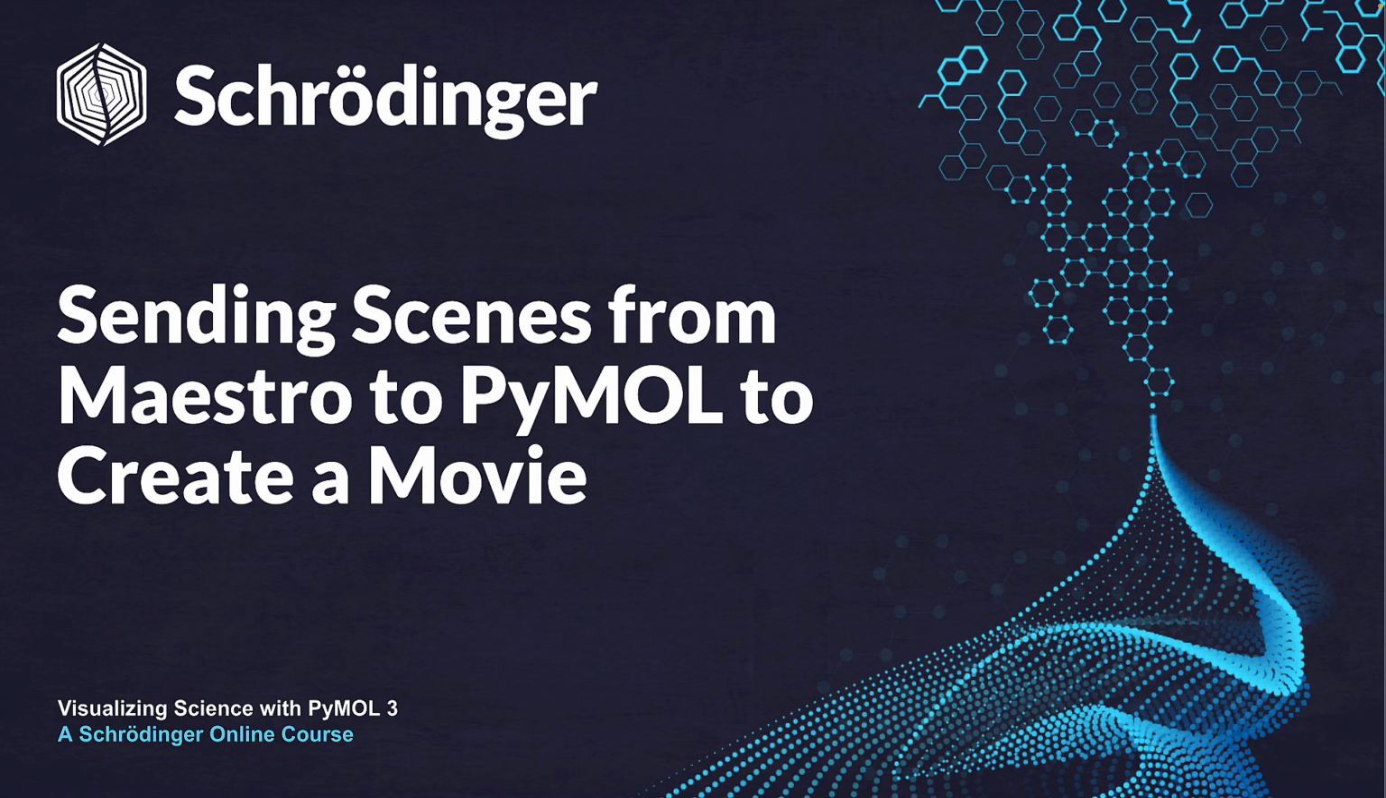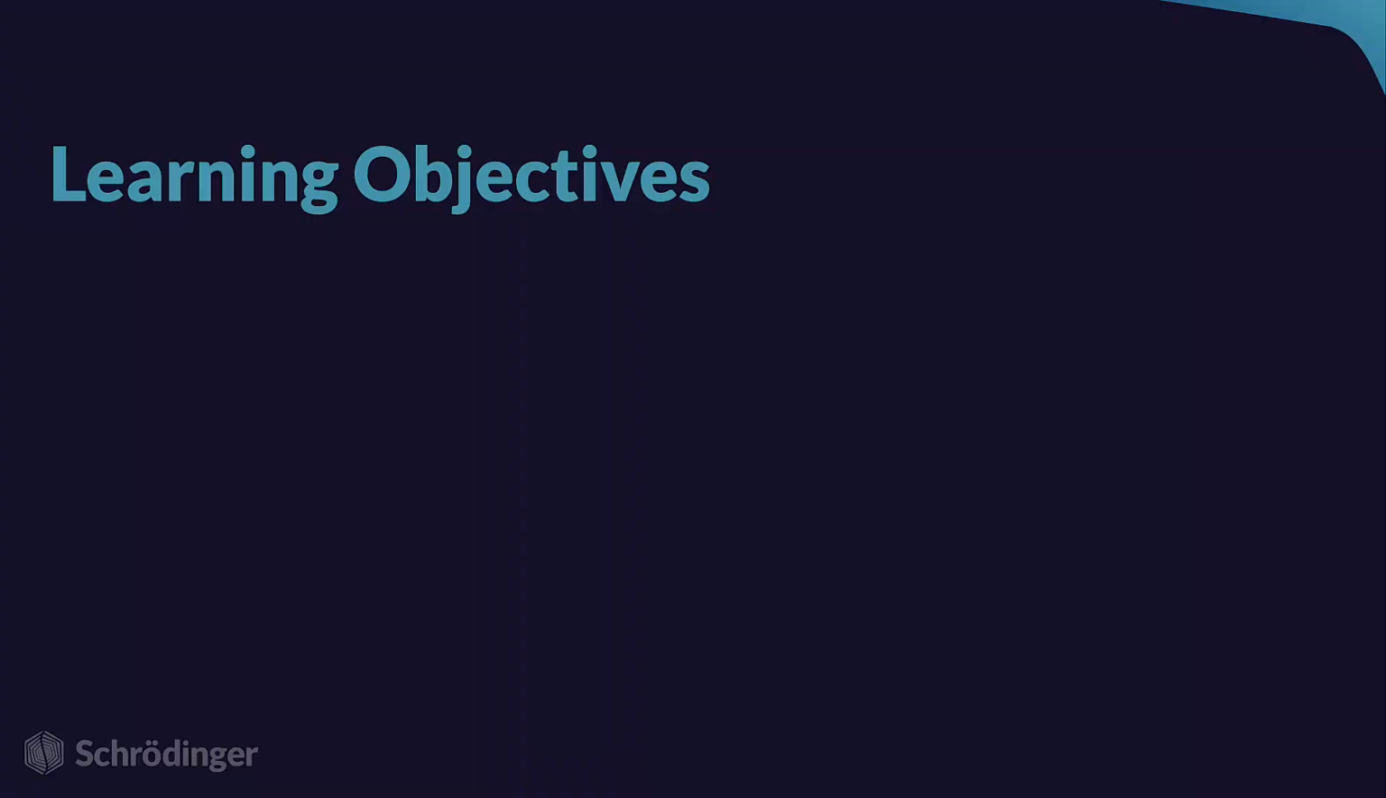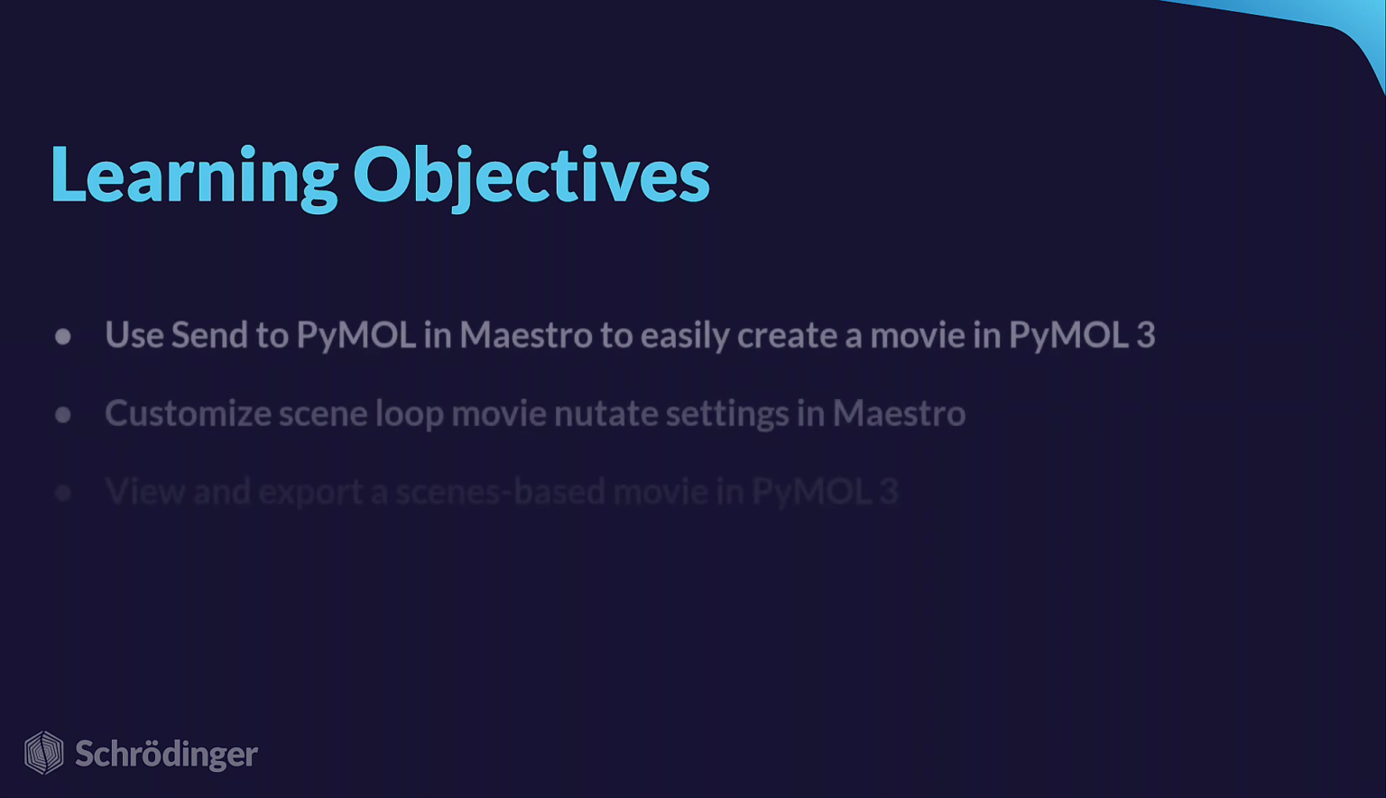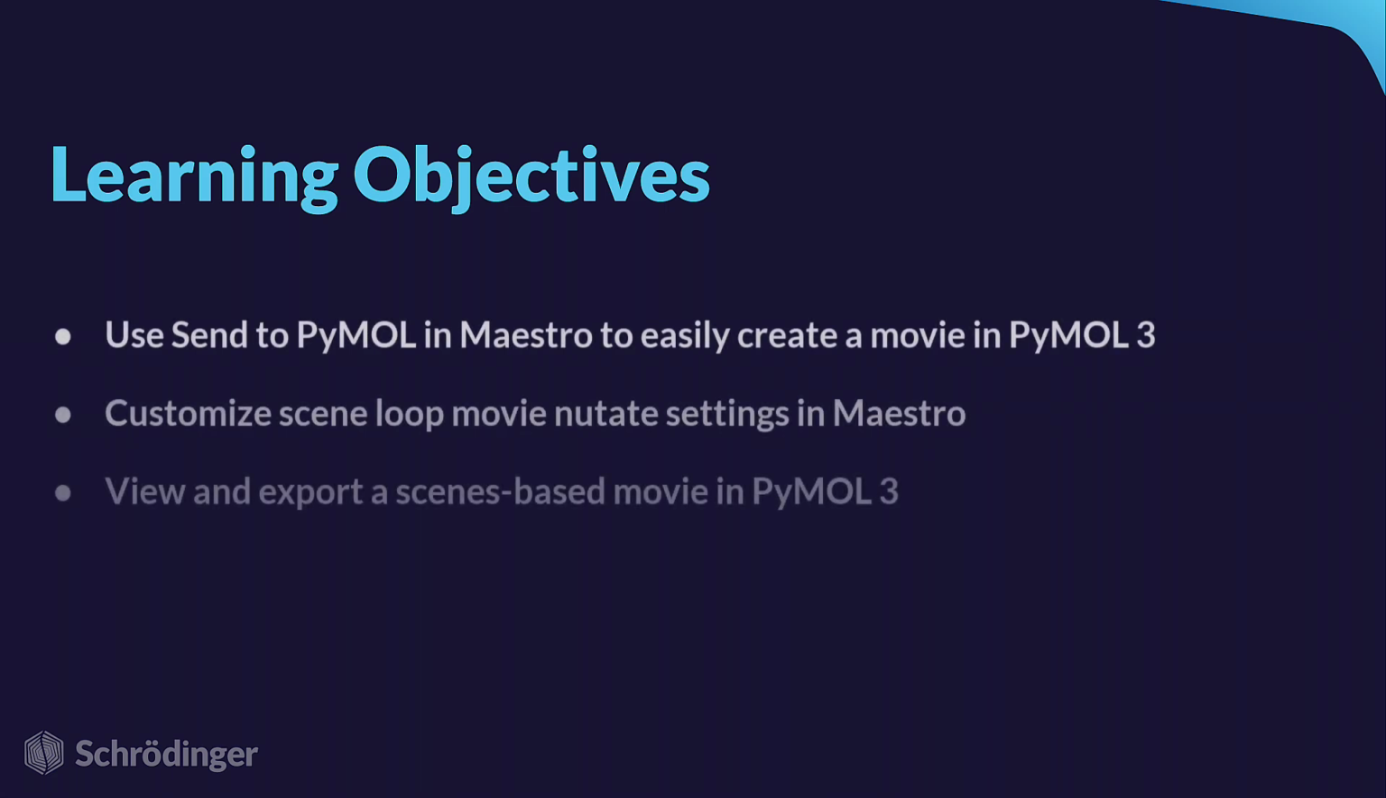Hello and welcome. In this video tutorial, we'll be looking at how to create a quick and easy movie in PyMOL using scenes from Maestro. By the end of this tutorial, you'll be able to use Send to PyMOL in Maestro to easily create a movie in PyMOL 3, customize scene loop movie mutate settings in Maestro, and view and export a scenes-based movie in PyMOL 3. Let's get started.